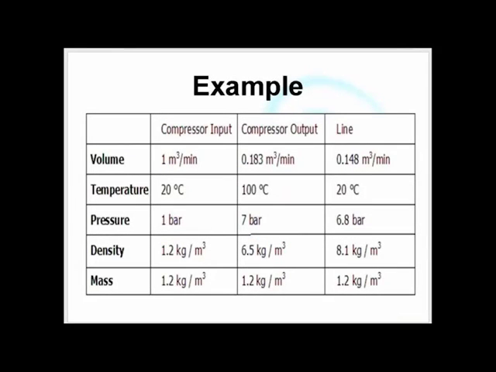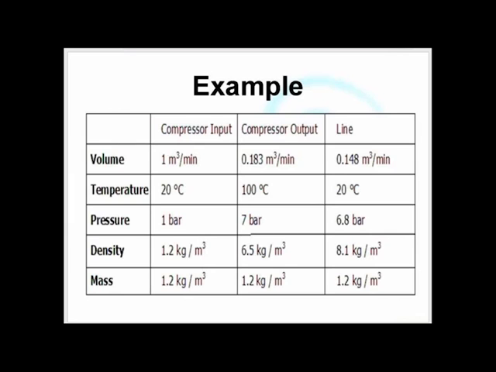Here's an example of using all of those laws together. We have the inlet and outlet of a compressor. In both cases, we're talking about 1.2 kilograms of air. On the inlet side, 1.2 kilograms of air is at 20 degrees C, 1 bar, and has a density of 1.2 kilograms per cubic meter.